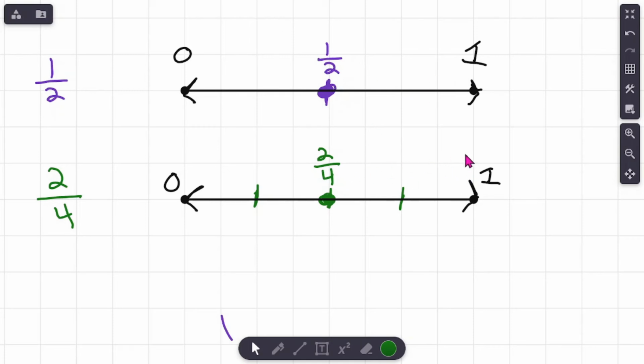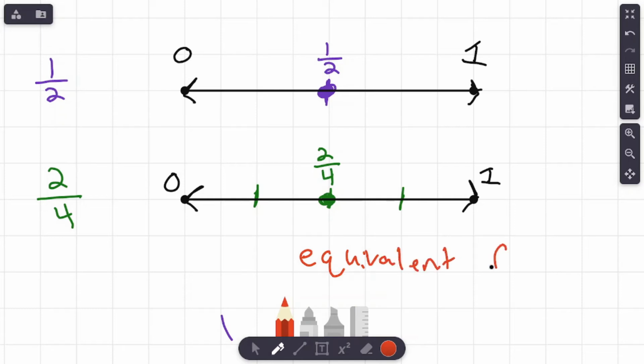What does that mean? What does that mean if they are in the same spot? What does that mean if they're both in the middle of 0 and 1? What does that mean? Well, if you remember from what we just talked about, that means that these two fractions are equivalent.